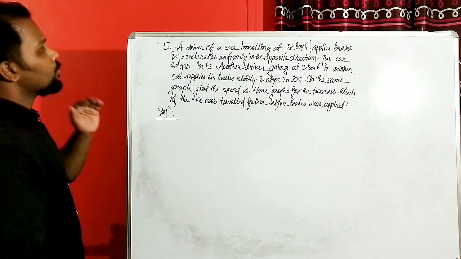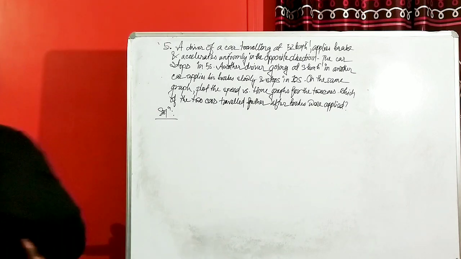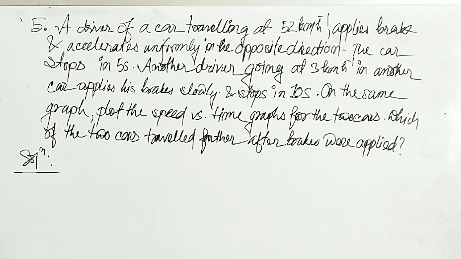Okay, now first we will see what this question is actually saying. This question is saying that a driver of a car traveling at 52 km/h applies brake and accelerates uniformly in the opposite direction. Uniformly accelerated in the opposite direction means it is getting retarded, right? The car stops in 5 seconds. That means it is undergoing retardation, then at a certain time it gets stopped in 5 seconds, right?